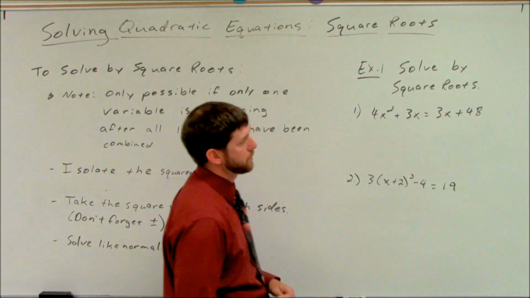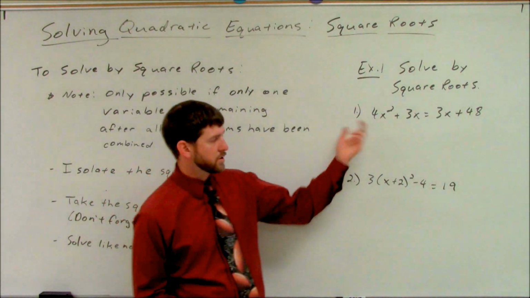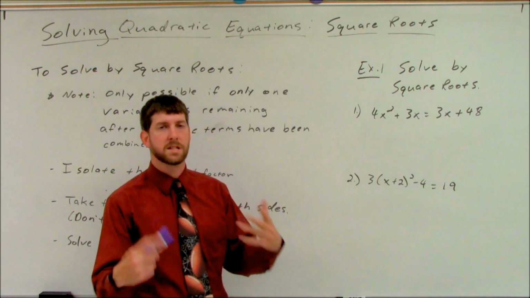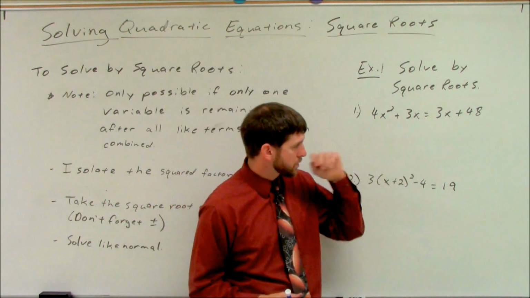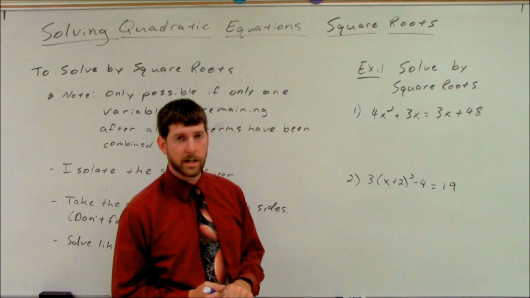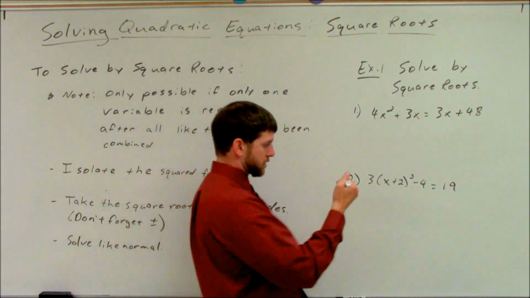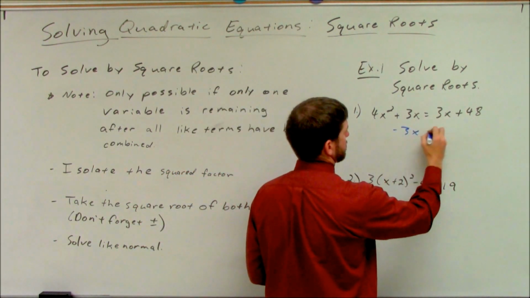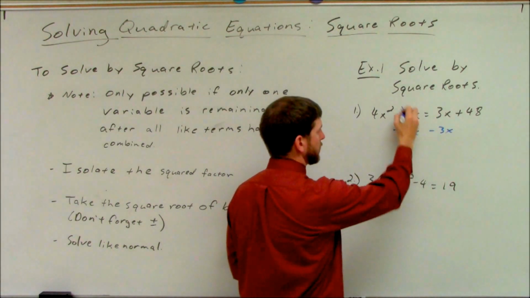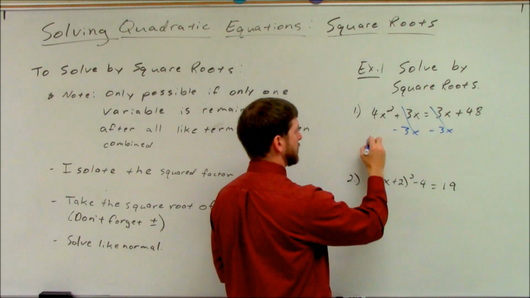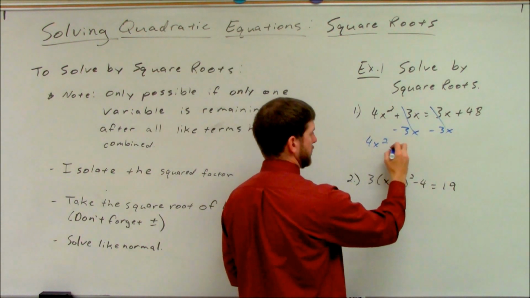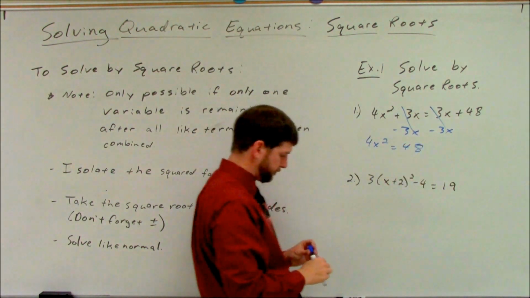So we've got a few examples up here and let's go through it. First thing, let's combine all our like terms together and see what we have. So 4x squared plus 3x equals 3x plus 48. Let's move these 3x's together. So I'm going to subtract the 3x over. 3x cancels. I get 4x squared equals 48.